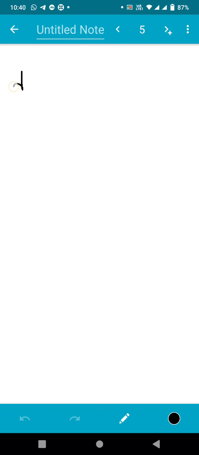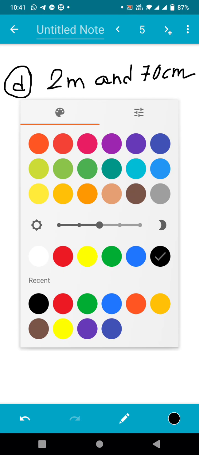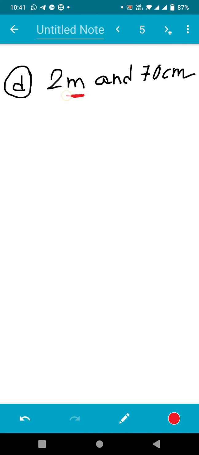So this is sum number D. In sum number D we have 2 meter and 70 centimeter. Now you see, here we have meter, here we have centimeter. So always remember, when you find the area or the perimeter, you should always see that the values of length and breadth are similar. Fine, the unit should always be similar. If not, then you have to make it similar.